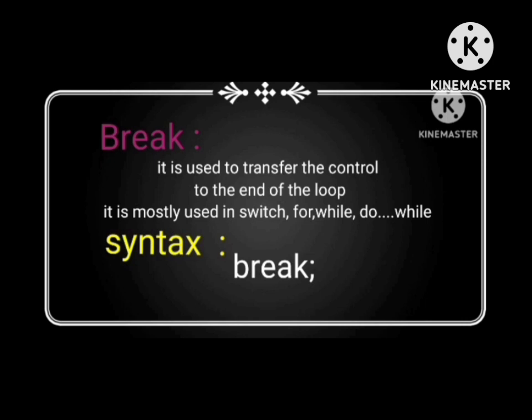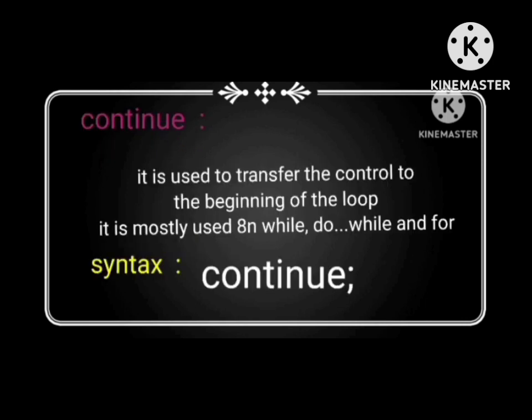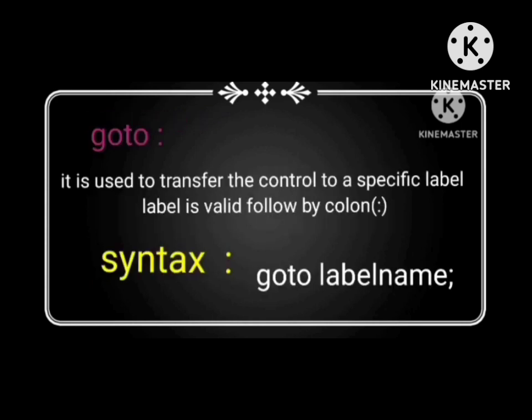Syntax: break semicolon. Continue: it is an unconditional statement which is used to transfer the control to the beginning of the loop. When continue is used, it causes the loop to skip some statements and go to the beginning of the loop. It is mostly used in while, do while, for. Syntax: continue semicolon.